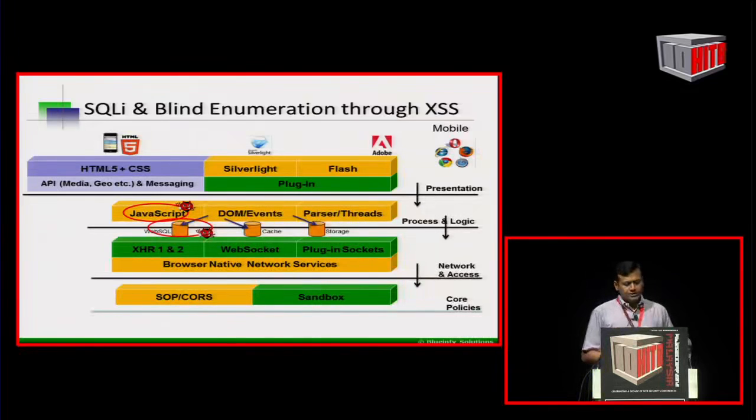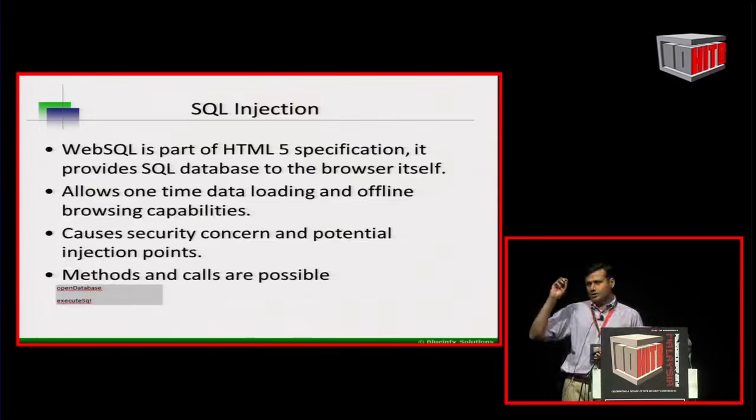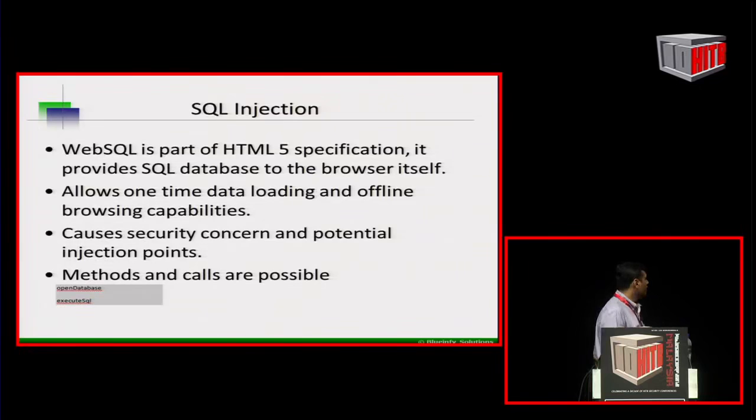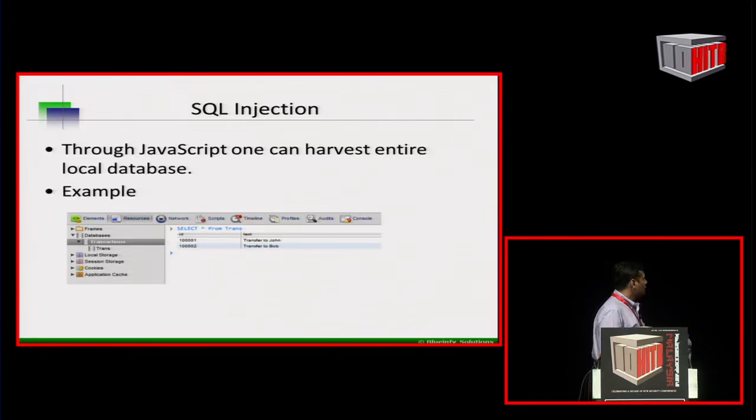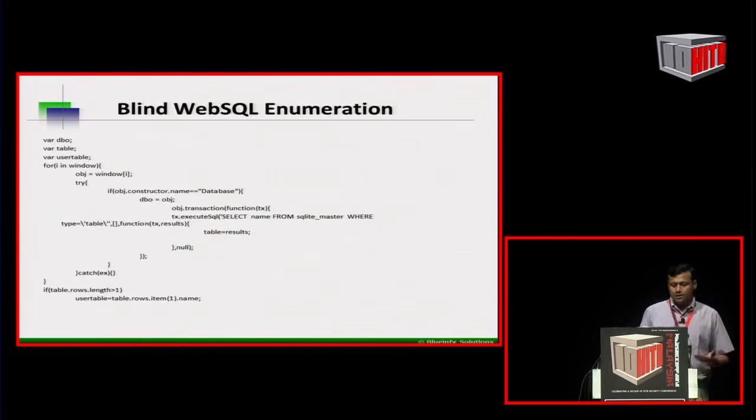Another interesting one is SQL injection and a blind enumeration vector. What you have is you can create a client-side SQL database using WebSQL or IndexedDB. So you can use openDatabase and execute calls. This will create some kind of client-side data over here. And pretty much you can do some kind of blind enumeration.